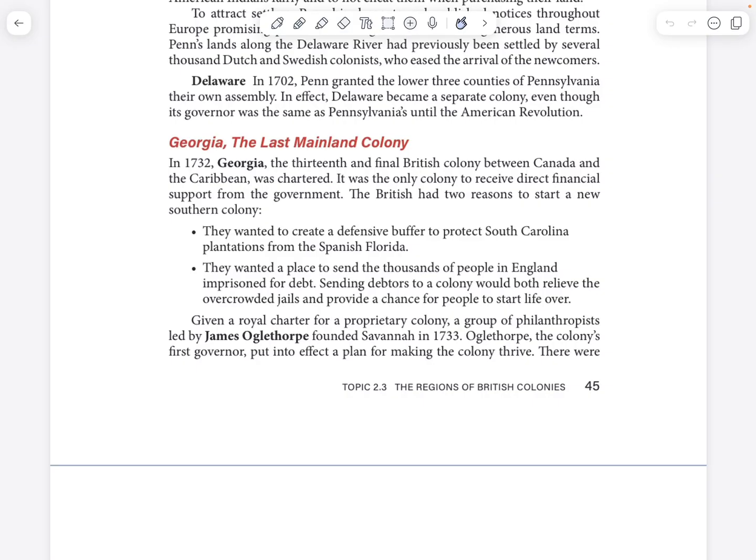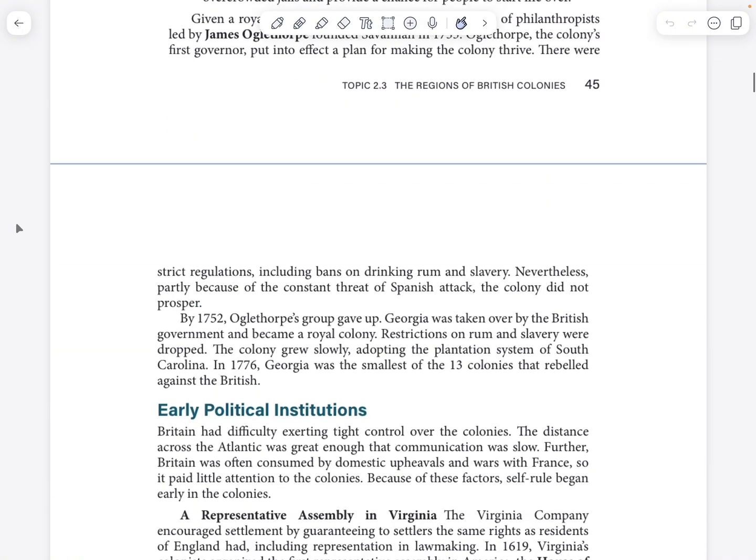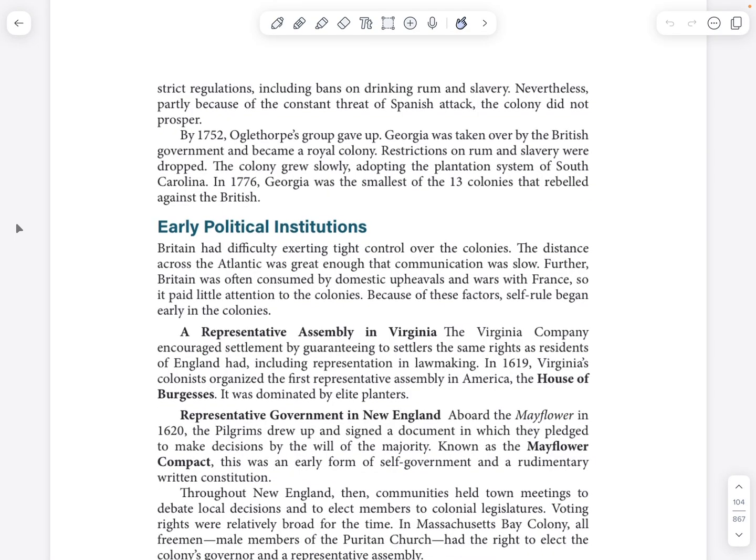over. Given a royal charter from a proprietary colony, a group of philanthropists led by James Oglethorpe founded Savannah in 1733. Oglethorpe, the colony's first governor, put into effect a plan for making the colonies thrive. There were strict regulations, including bans on drinking rum and slavery.